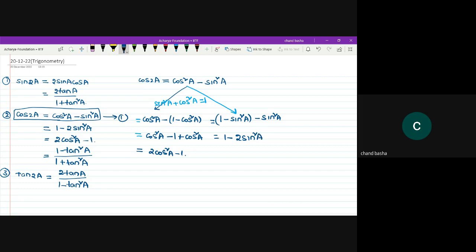As I said, to reduce this tan cos 2A, what can we write? You can take tan as sine divided by cos. Tan means sine by cos. You can get the first equation. That is the third part which I have given to you. If you want, you can see 1 minus tan square A divided by 1 plus tan square A.